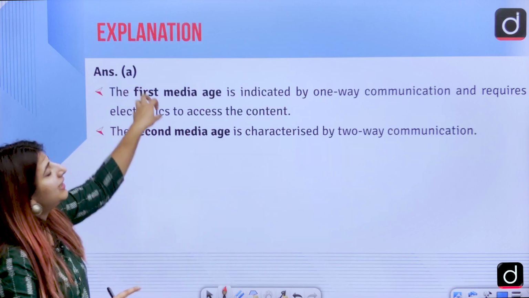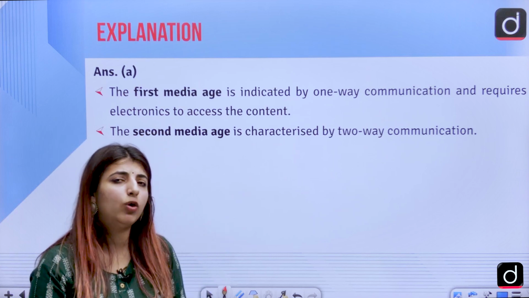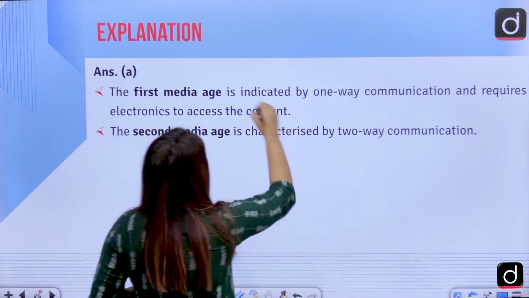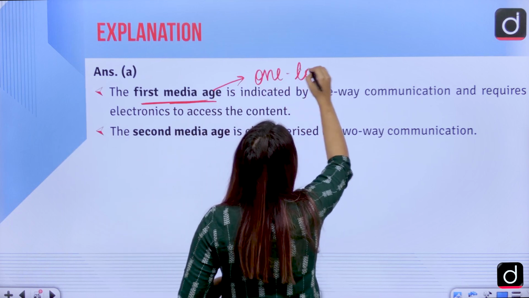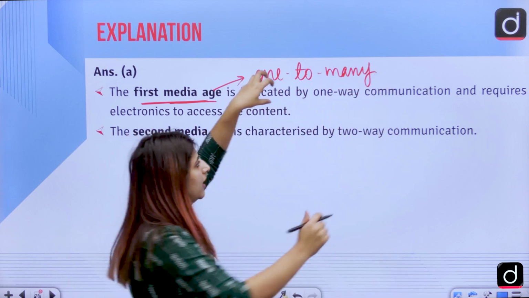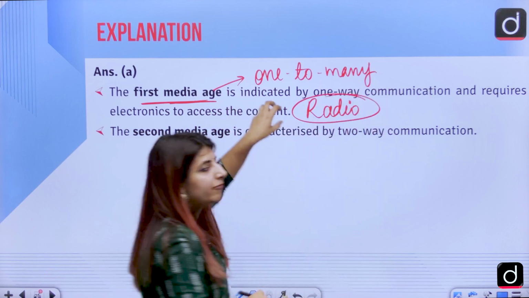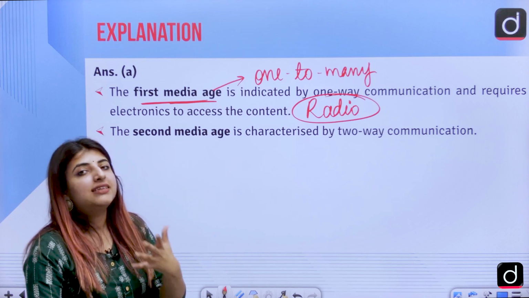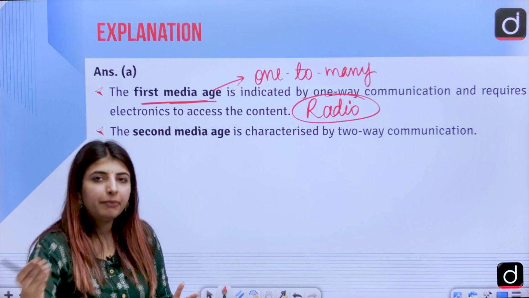Now, first of all, let's just see what was the first media age, because you all might be having this question, what is the second media age? First media age was something where you were supposed to listen. One-to-many communication was happening. So one person addressing many. Could be the example, radio. Radio could be the example of the first media age, right? Or there are certain platforms where only one person was talking to many people, right?